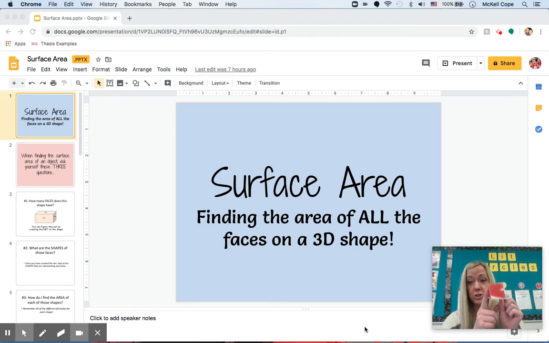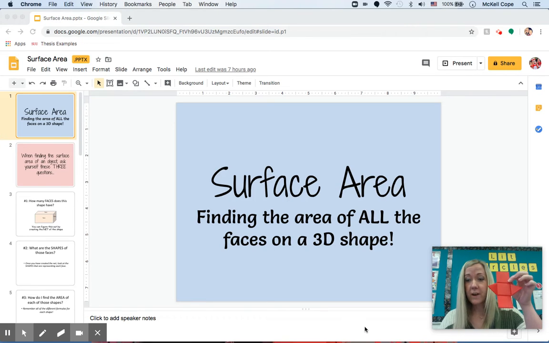of a three-dimensional shape. So here we have a triangular prism. If I were to show you the net of the triangular prism, you will see that it is just a bunch of two-dimensional shapes. So I have two triangles and I have three squares, or sometimes those can be rectangles.